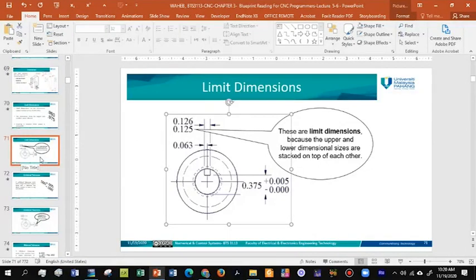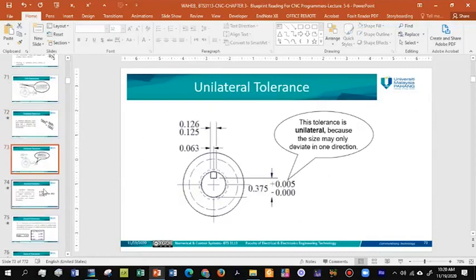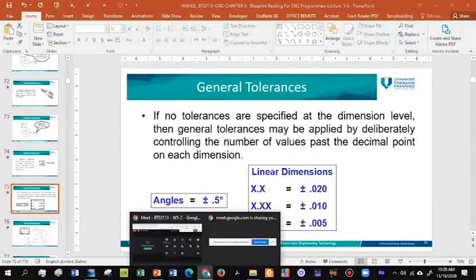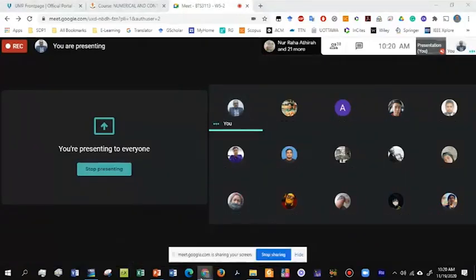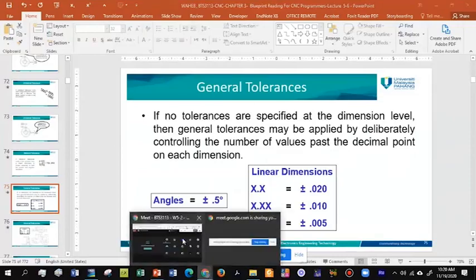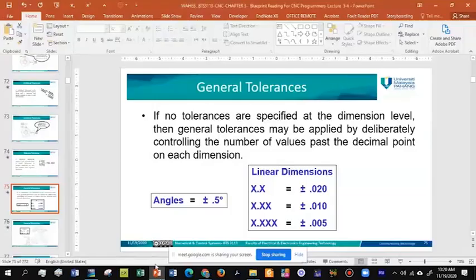But in case there is no tolerance for each dimension, they define something they call the general tolerance. And the general tolerance here will be applicable for the whole engineering drawing. All tolerance will be applicable for the same. Okay, so they call it this general tolerance.